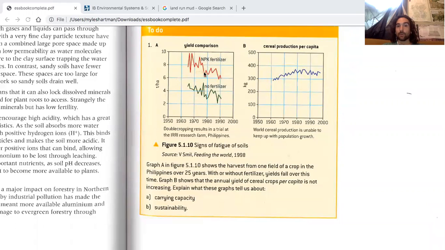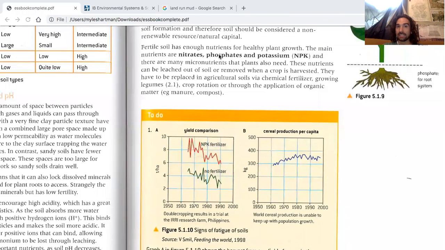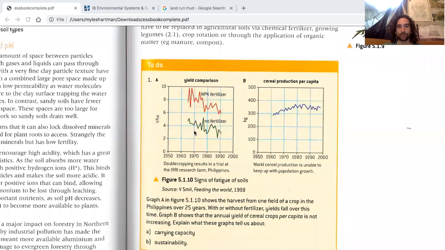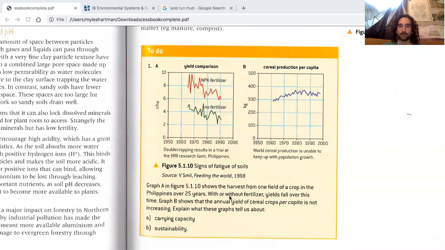This red line is with fertilizers, so we're adding these three fertilizers, N, P, and K. The green line is no fertilizer. And it shows the yields fall over this time. So we're kind of seeing this decrease, right? So this is the yield per hectare. So just think of how much crop we can produce in that land per certain unit of distance.